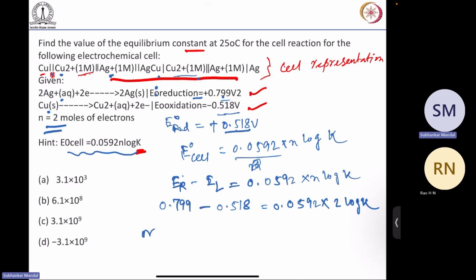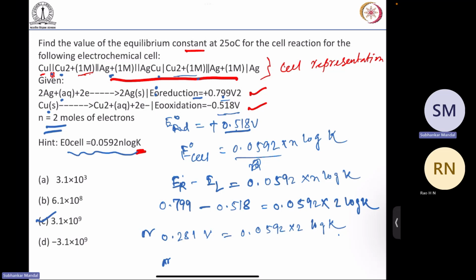How much will it be? It will be 0.28 volt, equals 0.0592 by 2 log of k. So from here you have to calculate the k. I think this is easy. This is the way you have to proceed. Okay, and the answer will be C.